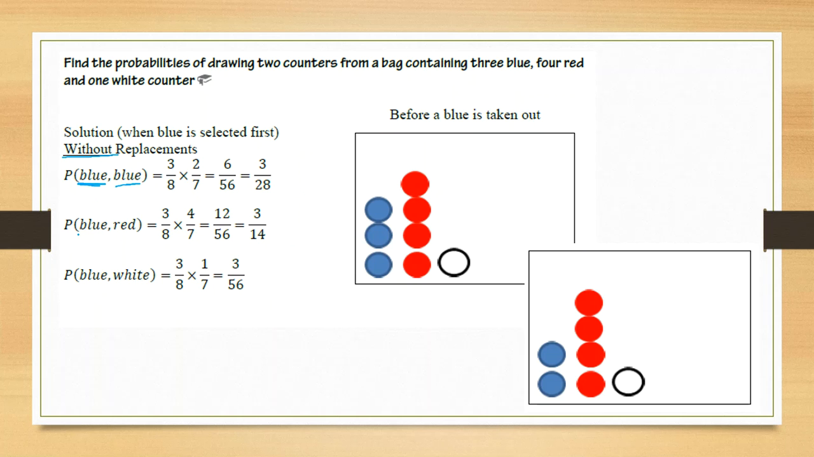So the probability of blue and then red, before the blue ball is taken out, we've got 3 in 8 times 4 on 7. Then blue-white, we have 3 out of 8, and then 1 out of 7. So with replacement is different to without replacement.